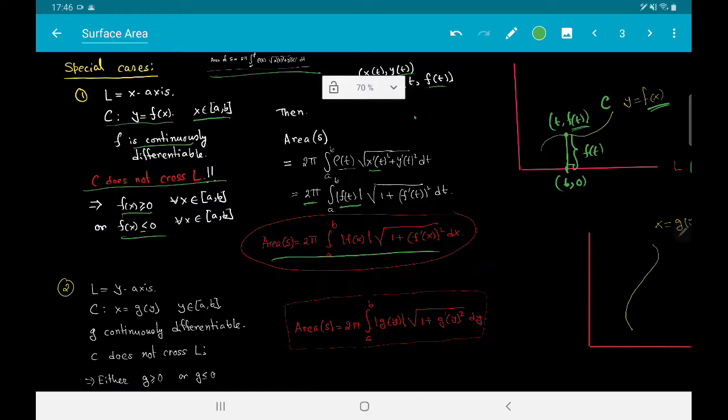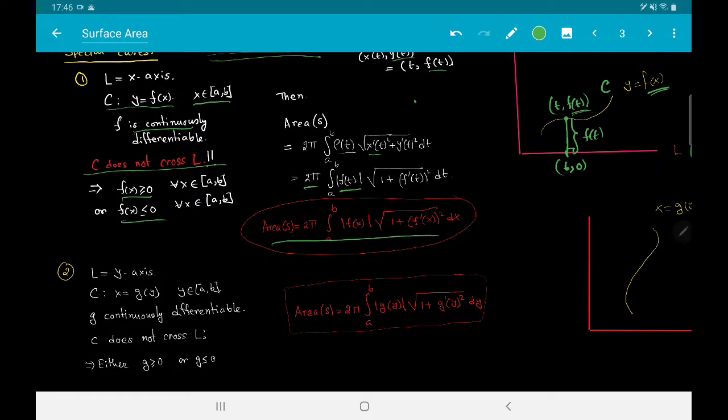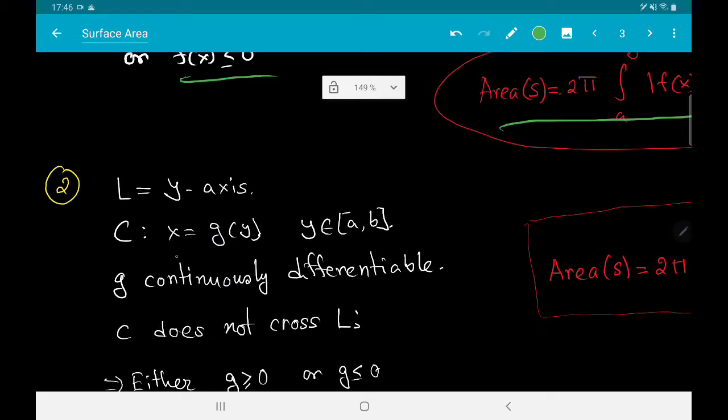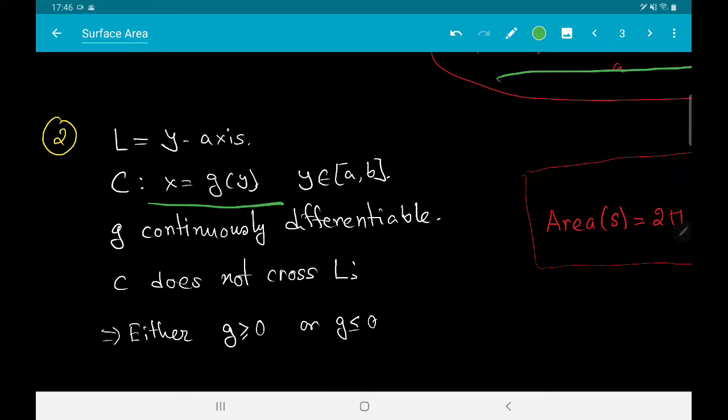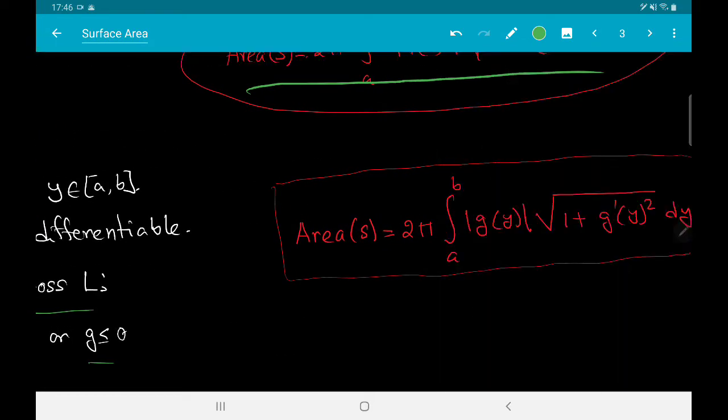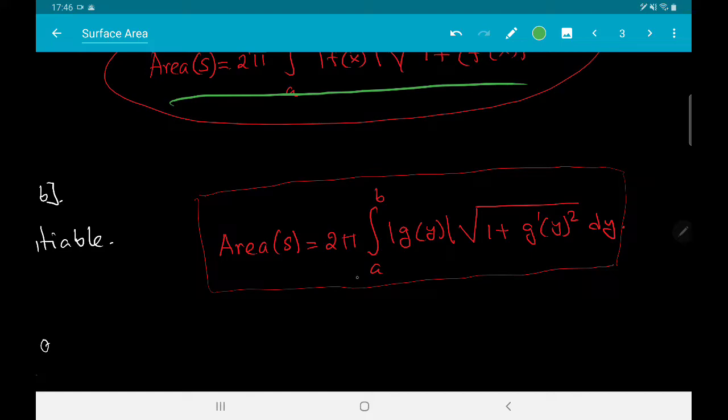In a similar flavor, if I have a curve which is given by the graph of the equation x equal to g of y, where the function g is continuously differentiable, and with the condition that g does not cross L, which gives me that g is either always non-negative or always non-positive, then we can see that the area of S is given by 2 pi times the integral from a to b of the modulus of g of y times under root 1 plus g prime y whole square dy.